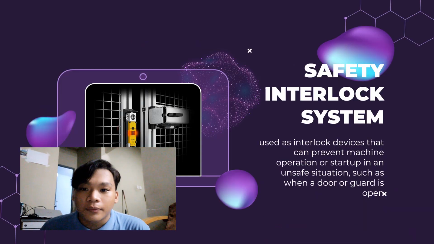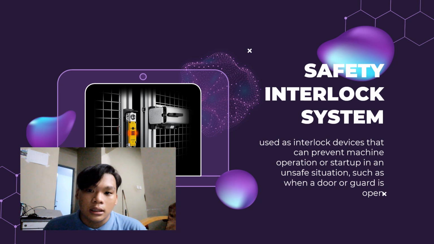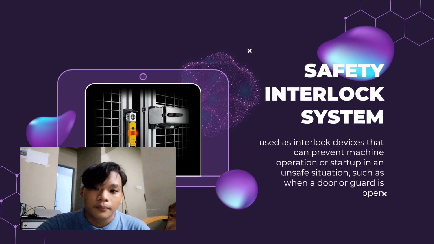The third is safety interlock switches, which are used as interlock devices that can prevent machine operation or startup in an unsafe situation, such as when a door or guard is open. An interlock device with a locking function can also prevent doors or guards from being opened while the machine is in operation.